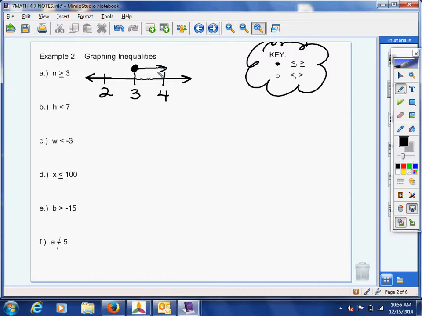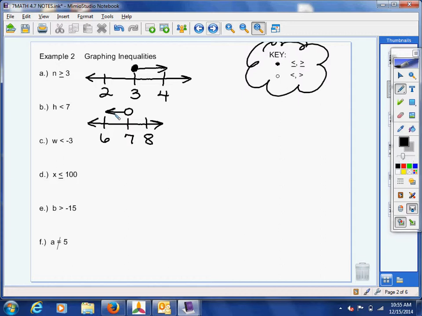That's it. Okay, h is less than 7. So I'll do, how about 6, 7, 8. What kind of circle is going to go over 7? Open circle. And then where are all the numbers that are smaller than 7? To the left. So you draw your arrow to the left. And that's how you graph h is less than 7.